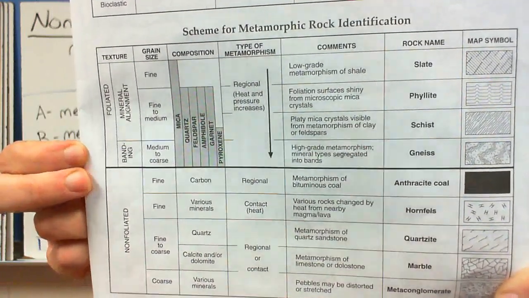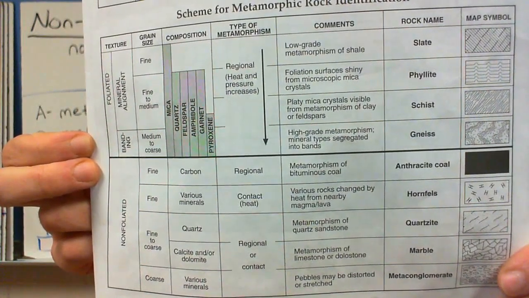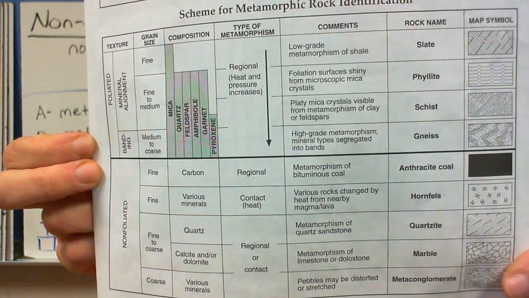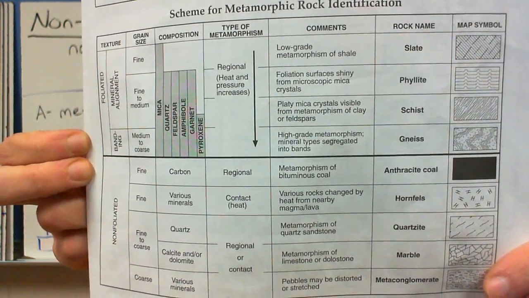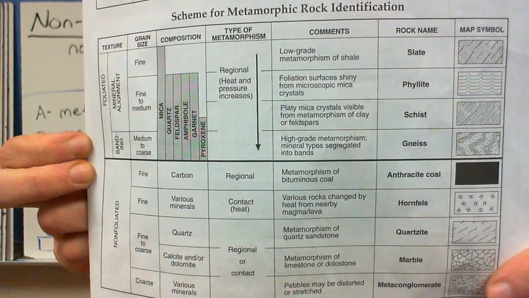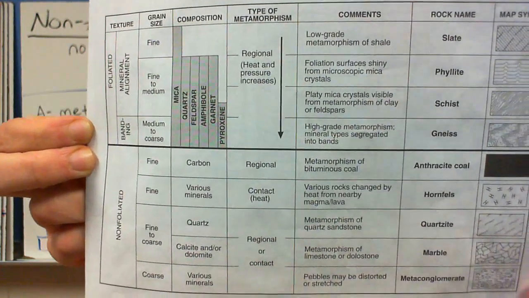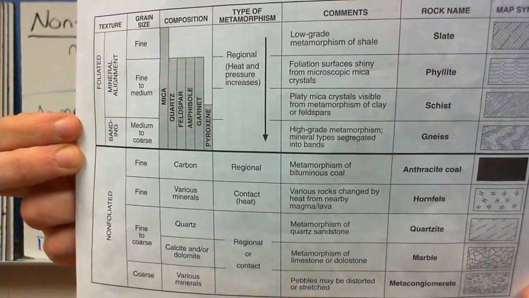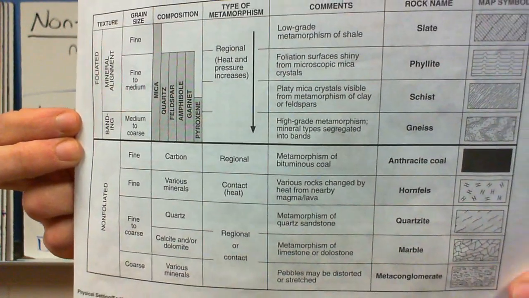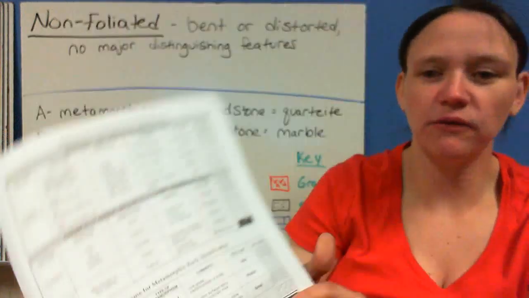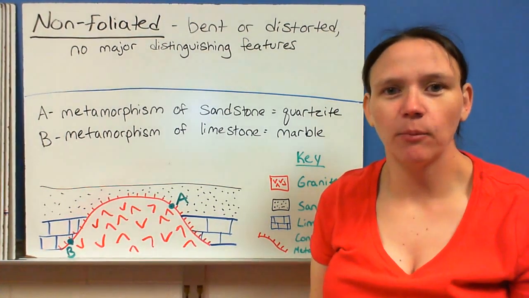But under comments is really where you need to look carefully. That's what's telling you what the rock used to be, what it started out as before the heat and pressure was applied to it, and what it has become. And then the rock symbol or the map symbol is over on the far right side. The bottom half of the diagram is showing you the foliated rocks, and it again is showing you the grain size, the composition, what type of metamorphism, and what it's made of. So this page we're going to be using a lot to figure out what the rock started out as before it became the current metamorphic rock that we have.